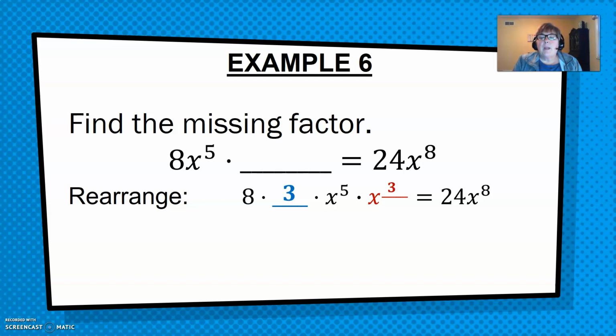So the blue and the red are the parts I put together for my answer. I get 3x to the third. So I have to multiply 8x to the fifth times 3x to the third to equal 24x to the eighth.